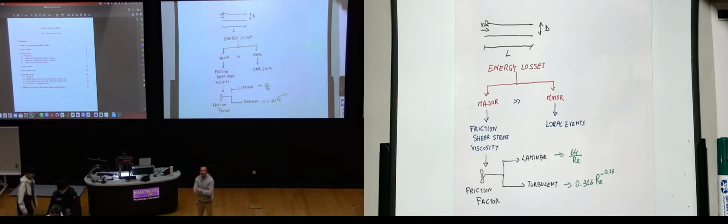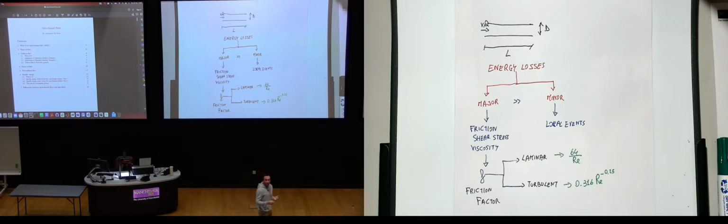When the fluid is moving, it will face some resistance. The resistance to the motion is quantified by the so-called pressure loss or head loss. You can have two types of losses, major and minor. Major losses are something that you will always have in your pipe. There is no way to get rid of major losses. Major losses are due to the presence of viscosity. The viscosity will induce a friction.